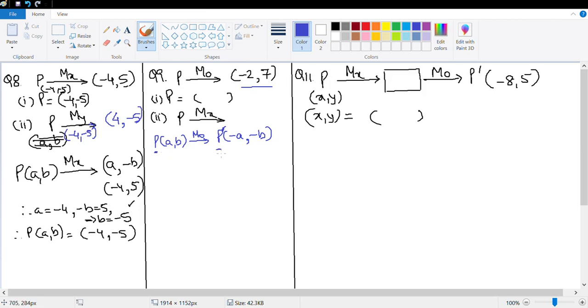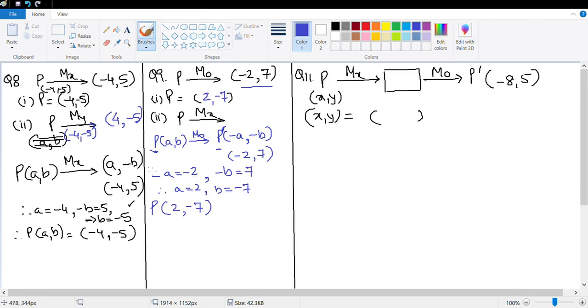If this is p, this is p dash. In fact, you should never use the same coordinate. If this is p, then the reflection can be p dash. So p dash is -a, -b, which is given equal to -2 comma 7, which means -a is equal to -2 and -b is equal to 7. Therefore a is equal to 2 and b is equal to -7. So p is equal to 2 comma -7, which is what I write as the answer, 2 comma -7.